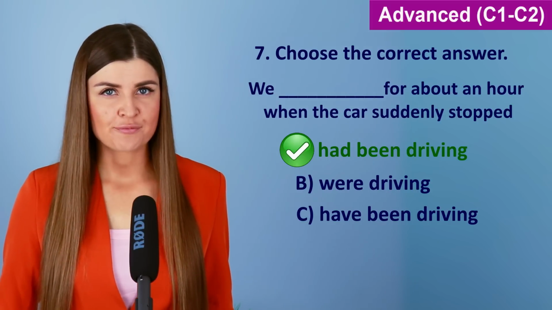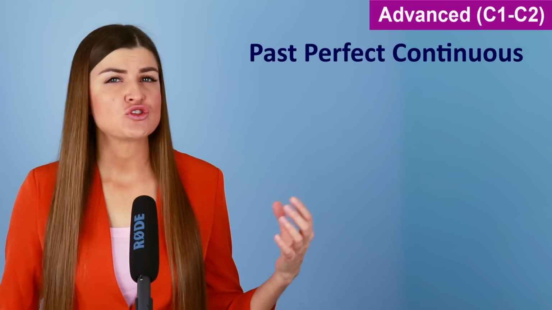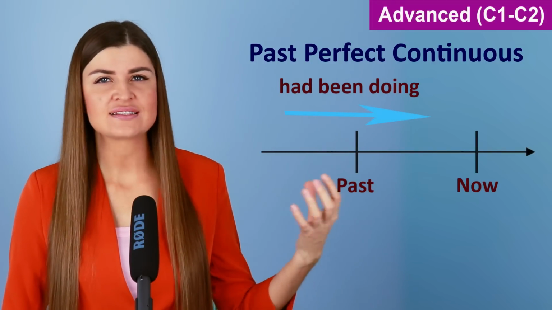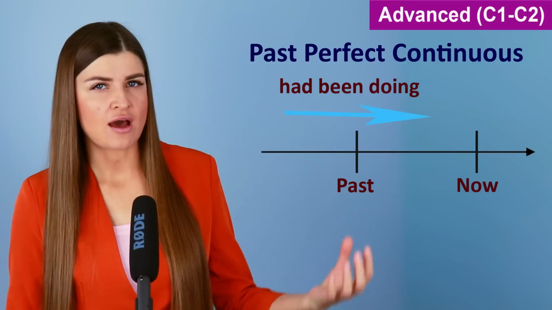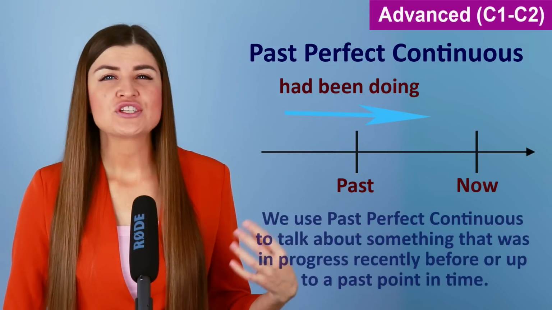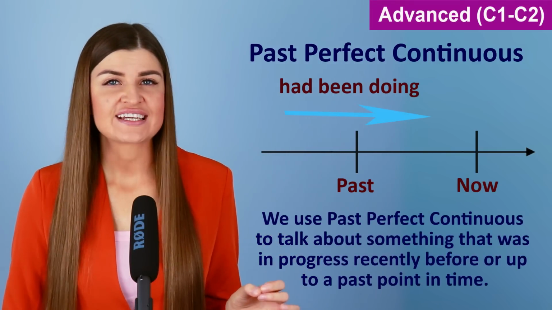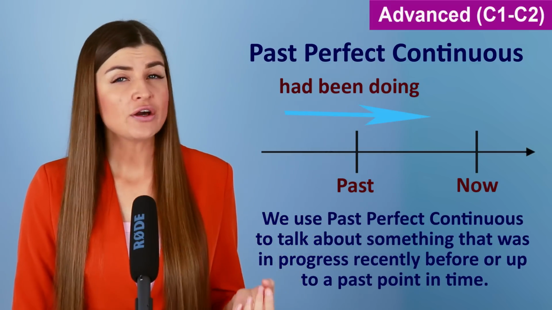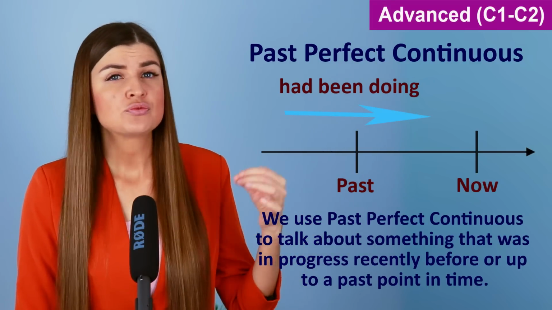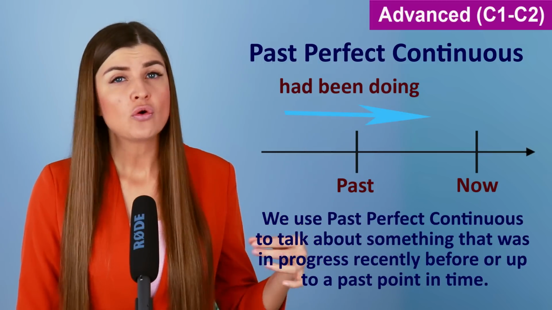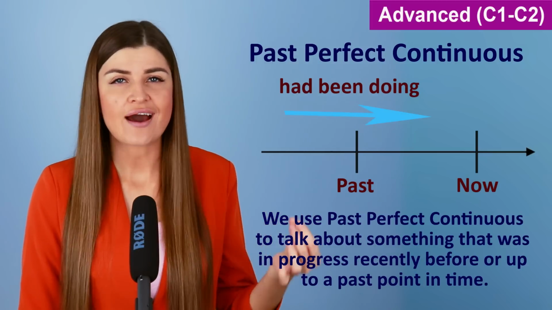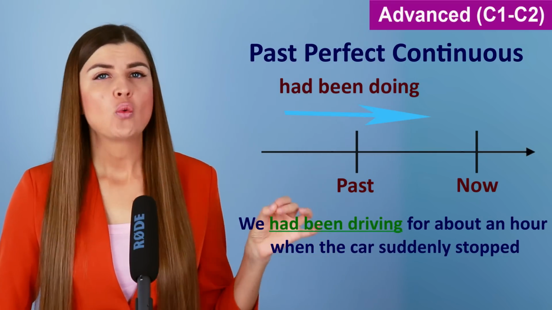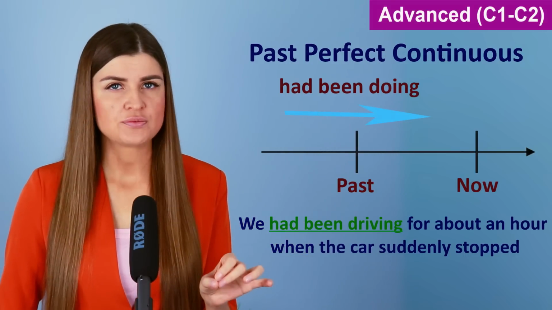Had been driving. When we talk about a situation in the past that went on before a particular past time and finished at that time or before it, we should use the past perfect continuous. We use the past perfect continuous to talk about something that was in progress recently before or up to a past point in time. So, we had been driving for about an hour when the car suddenly stopped.